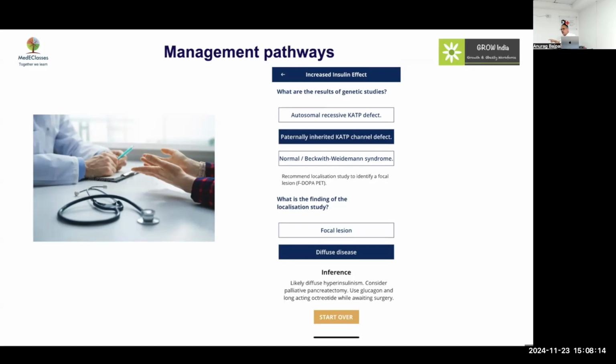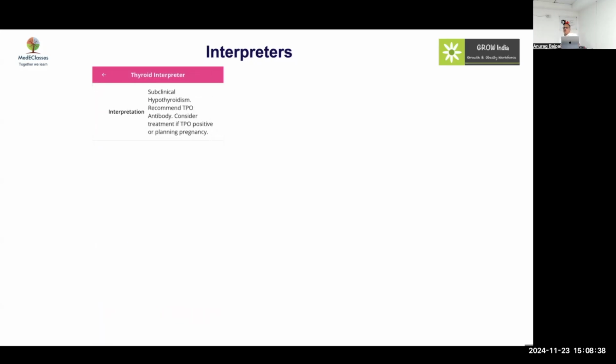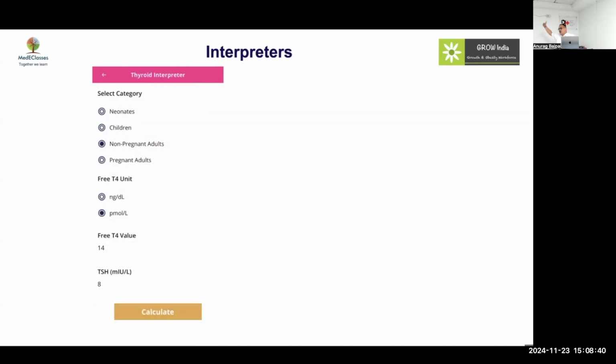This is an advantage also, because then you can get a much more detailed picture of the clinical scenario. But often in this day and age, we want instantaneous results, that you input the data and you get the output. So for that, what we tried to develop was interpreters. And one of these interpreters is like thyroid interpreter, which Dr. Vibha will talk a bit more about, in which you just enter your analysis, and based upon that, you will get the diagnosis as to what you're dealing with.